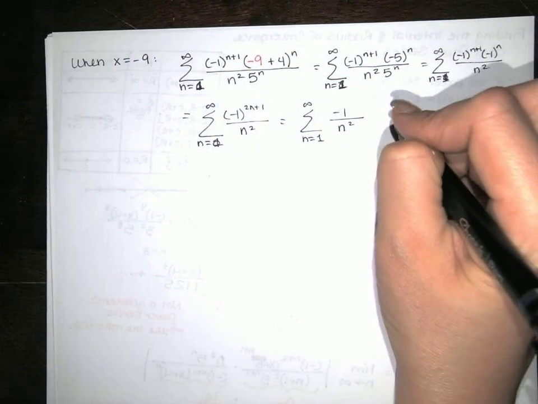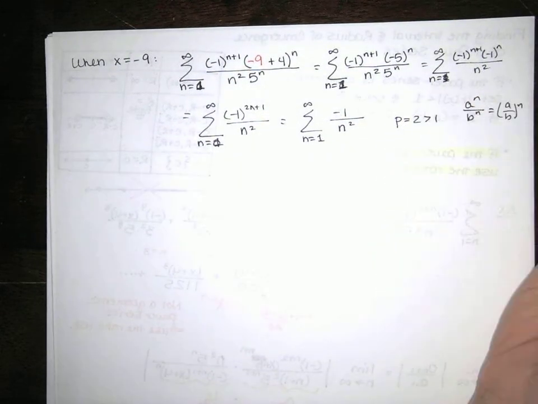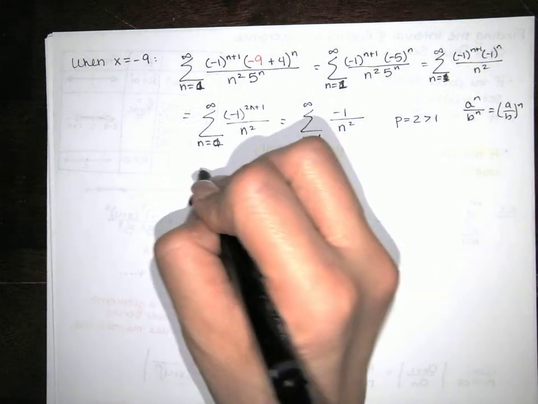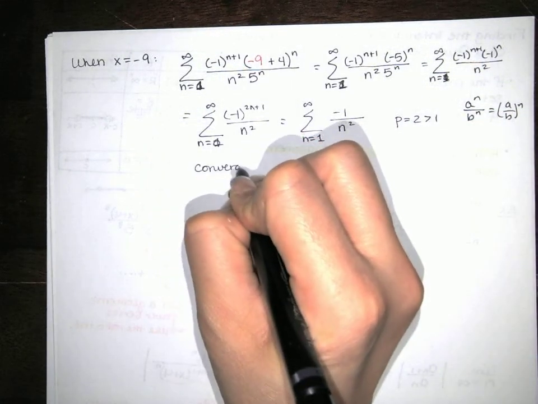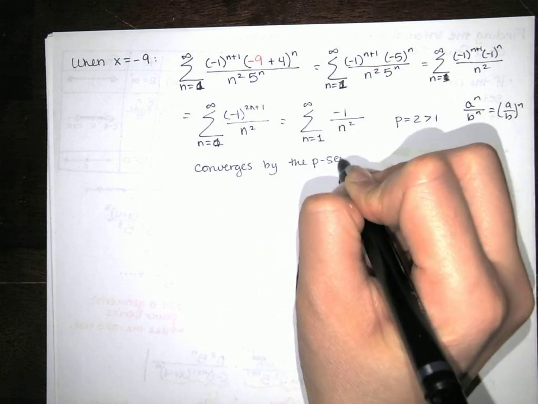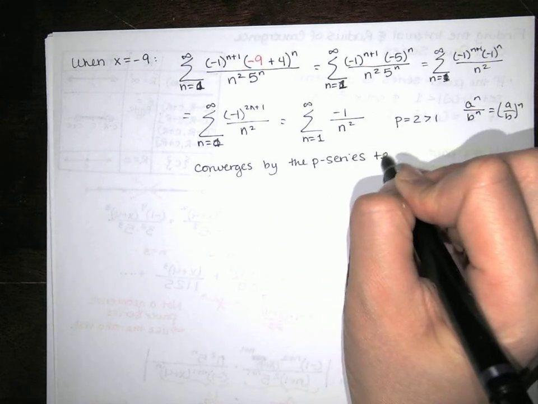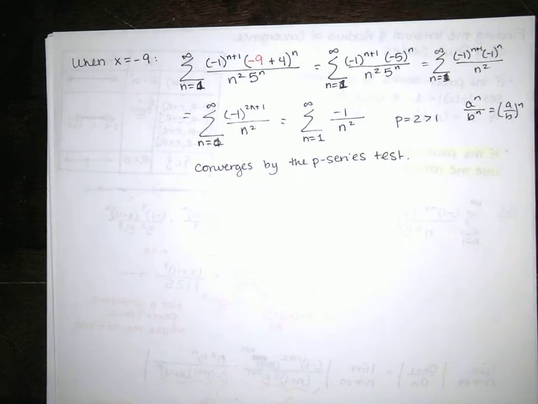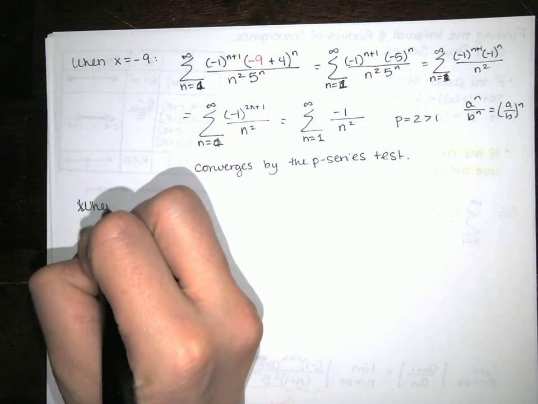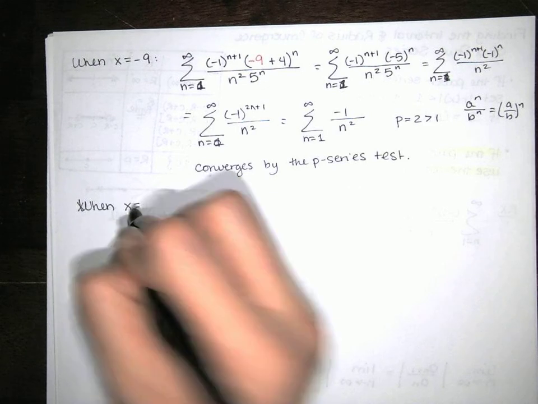Well, that's just a constant times a p series. P equals 2, which is greater than 1. So this multiple of a p series converges. Okay, so it converges at -9. Now let's see what happens when x equals the other value. And let's see, after I've made my correction, x equals 1.